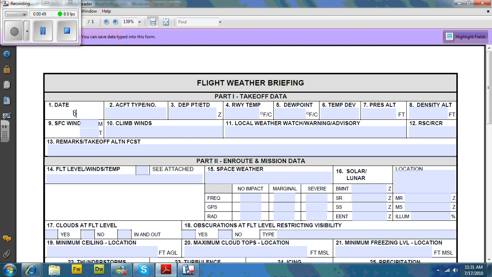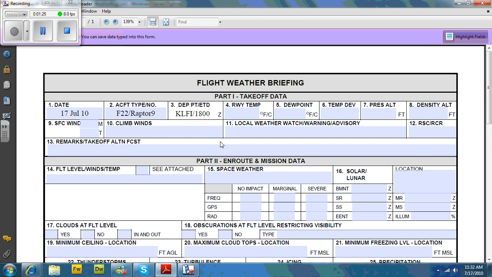Let's try it this way. Today, 17 July 10. That's how we type it in the military. An aircraft type, we'll pick an F-22. You get this from the pilot. The call sign of Raptor 9. Leaving from a place in Virginia called Langley Air Force Base. And the time of leaving will be 1800 Zulu.